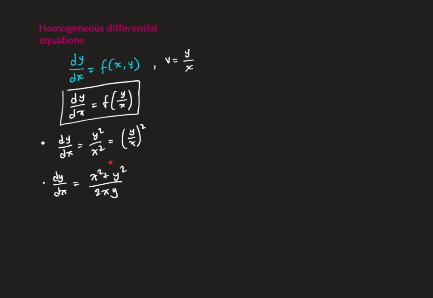This equation will require a little bit of algebra manipulation to see that it actually can be written in the form f of y over x. So when you're presented with a differential equation, you first need to try to manipulate the equation that you have and see if you can make it into the form of a function in terms of y over x. So let me show you in this example how that would work.